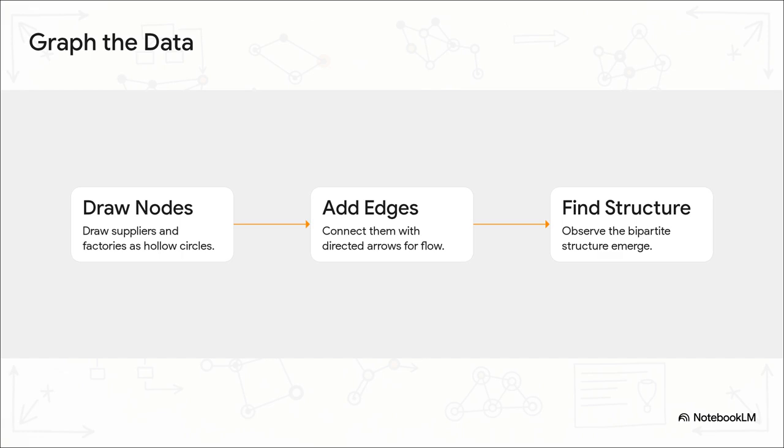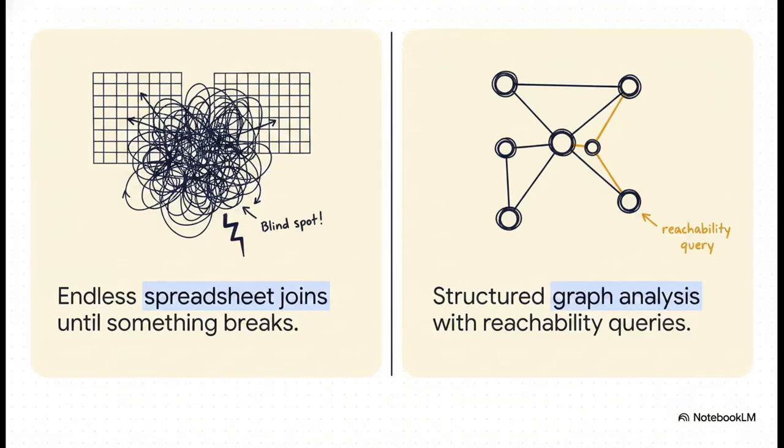But if we step away from that spreadsheet and slowly draw this out by hand, everything changes. You draw the nodes first as hollow circles, right? Then connect them with directed edges, arrows representing the flow of volume. Suddenly, the underlying structure of our dependencies becomes entirely legible. You can literally watch the bipartite structure emerge right there on the page. And honestly, this contrast defines our whole course. The naive approach is doing endless spreadsheet joins until a blind spot inevitably breaks your system. But the network-aware approach, that's about using structured graph analysis and reachability queries.